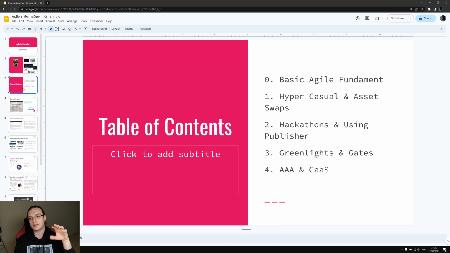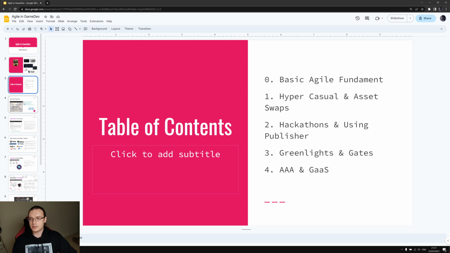Basically, the way the presentation is structured, I try to group similar approaches from Agile together with the types of game delivery and game development that are more or less similar. It doesn't mean that all hyper-casual games are asset swapping games. It doesn't mean that all games that use publishers are made at hackathons, etc. It's just the way that was easier for me to group, so we don't have a very big presentation.